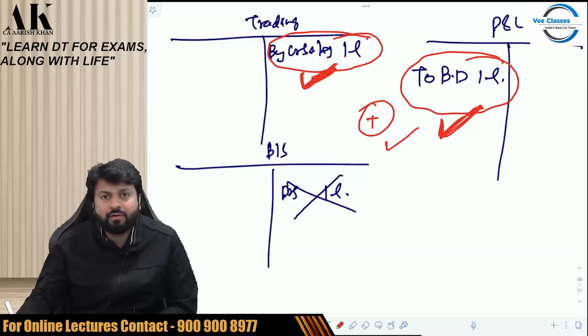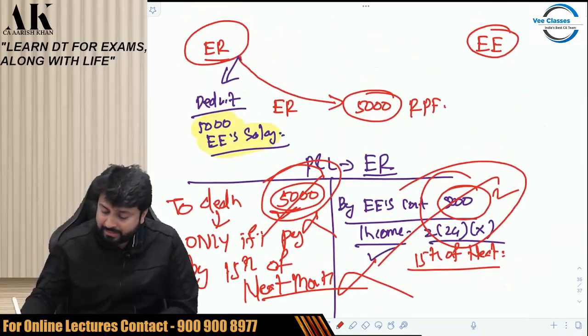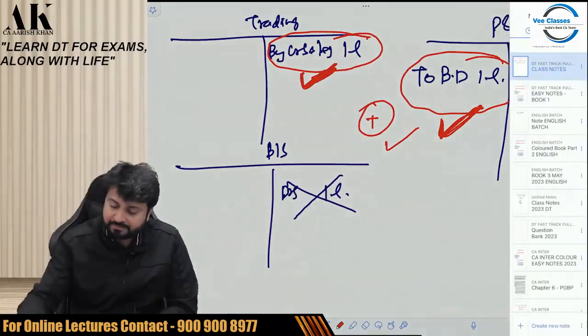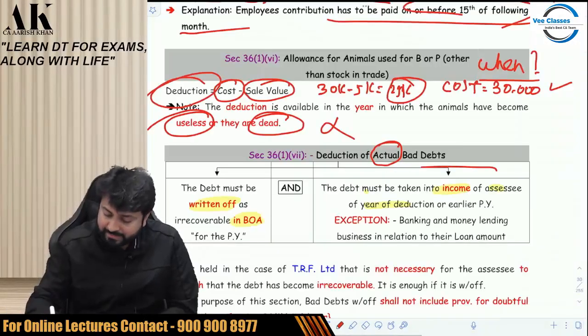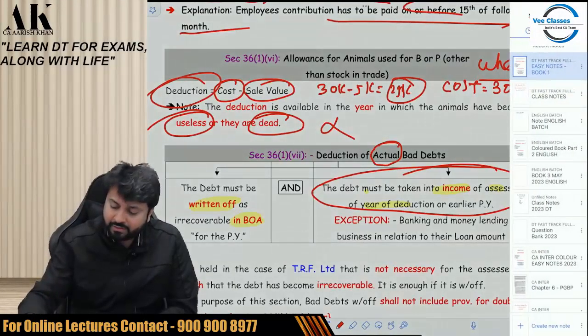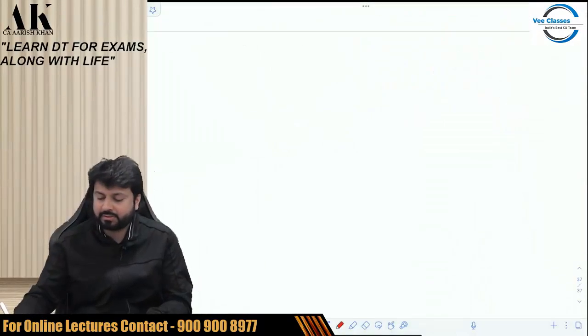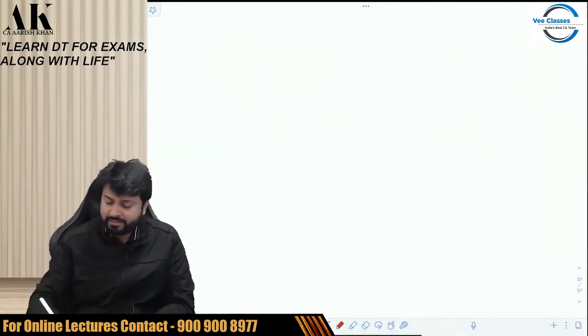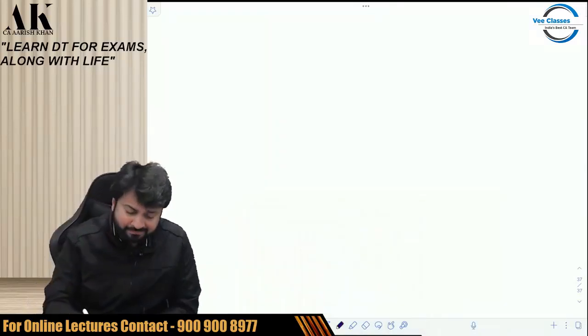But for banks, this second condition is very dangerous. For banking industries, this second condition is very dangerous. So for them, the government has made certain exceptions. Now, how is it dangerous for a bank? Let me explain with the help of an example.